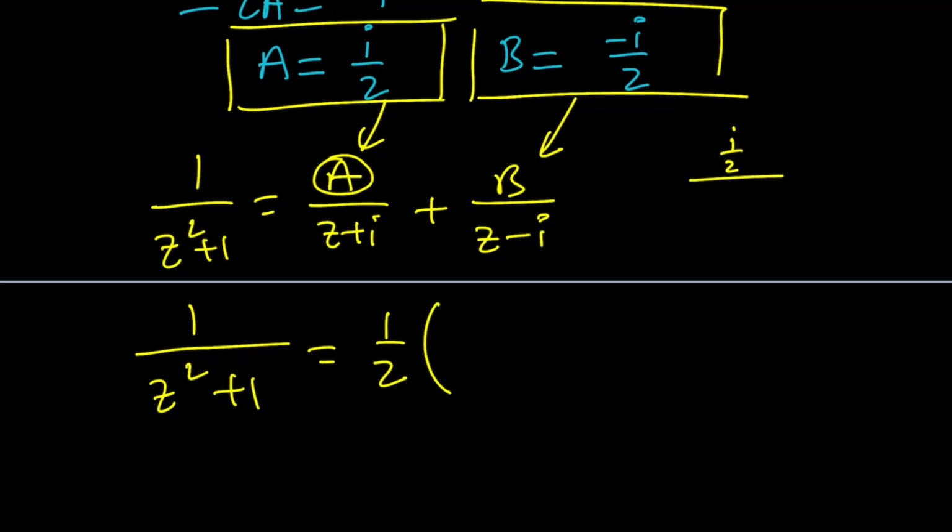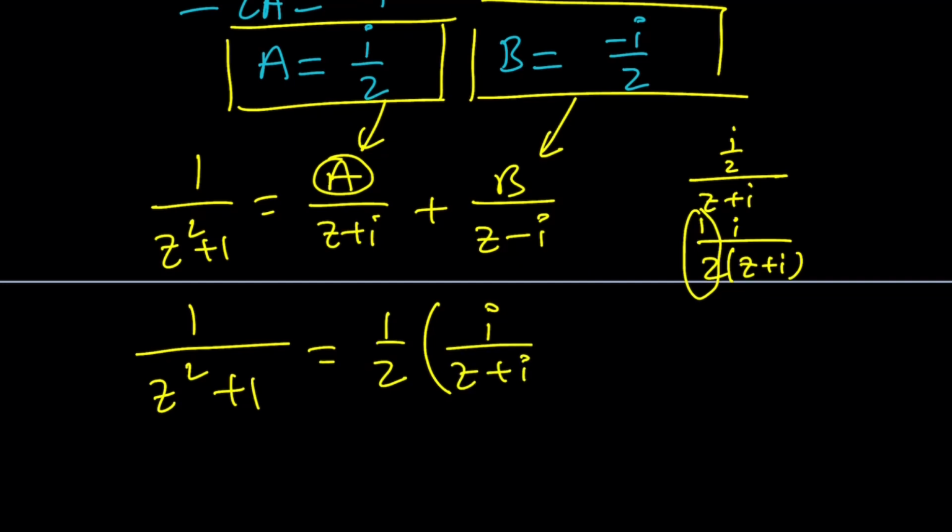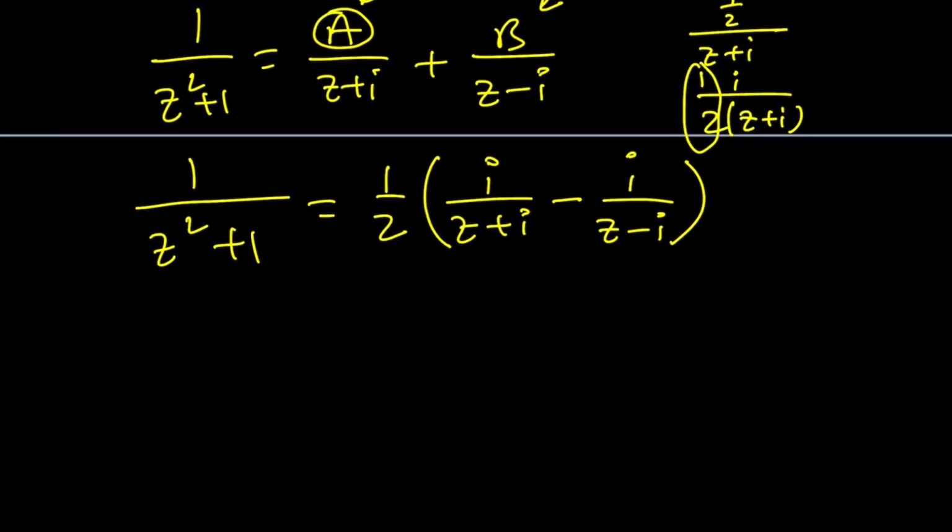So this is what I mean. I hope that's not confusing because I'm very good at confusing people, by the way. But this is what I meant. If you take out a 1/2, then we're going to end up with i over z plus i. And then the second one is just going to be minus i over z minus i. Because b is negative, we have to put a minus sign there. Make sense?